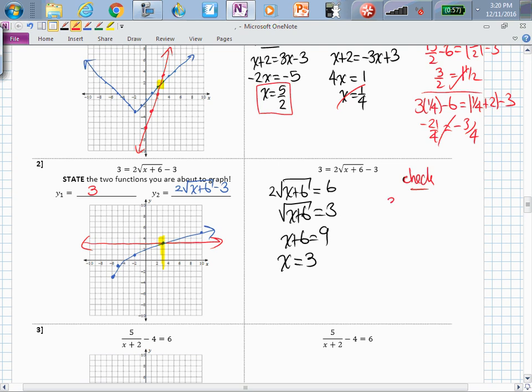So let's check this really fast. That's going to be 3 plus 6. That's going to be 9. The square root of 9 is 3. 3 times 2 is 6. Minus 3 is 3. Boom.